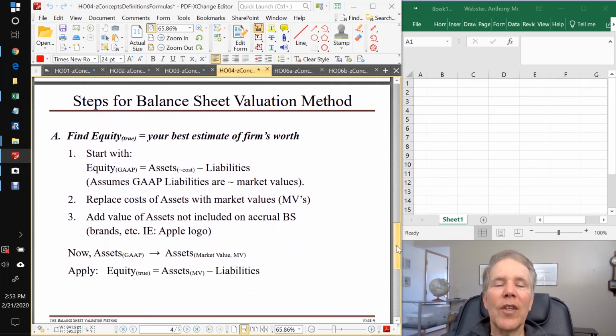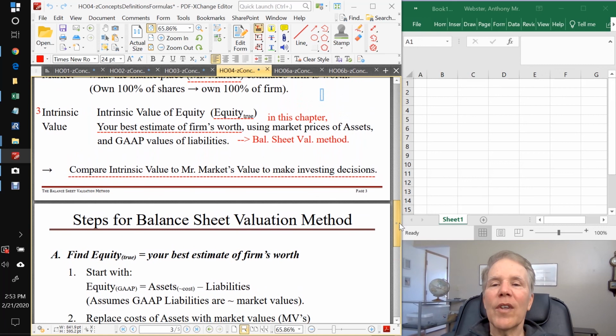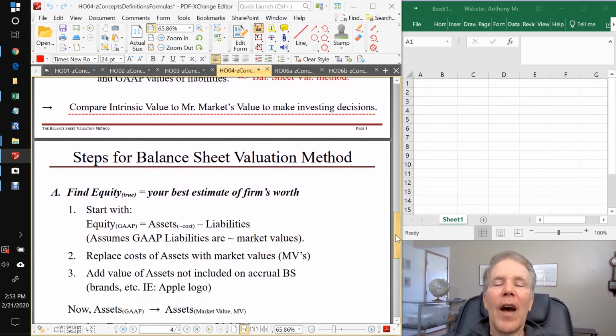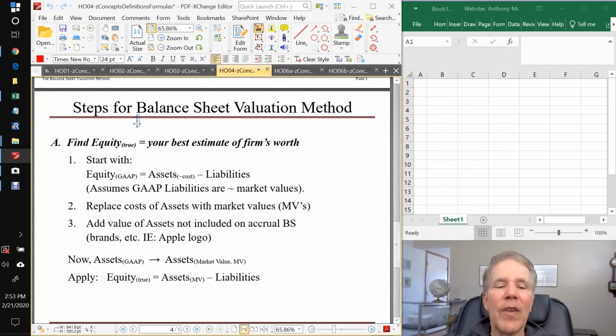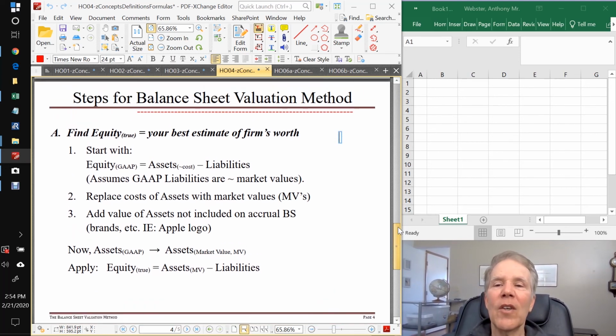All right, so in particular, our method for getting an intrinsic value, comparing it to Mr. Market, in this chapter is the balance sheet valuation method, okay? And the steps for that, we've done this in class with two examples. You've had this for homework, and I think we also had an in-class quiz on this. So first of all, find that intrinsic value and start with our GAAP balance sheet. Right, start with that. And the problem that we have with that is that it's showing its assets at cost or cost minus depreciation, okay?